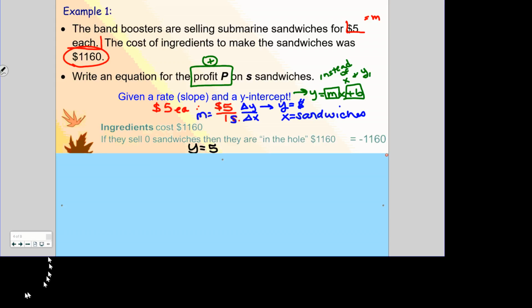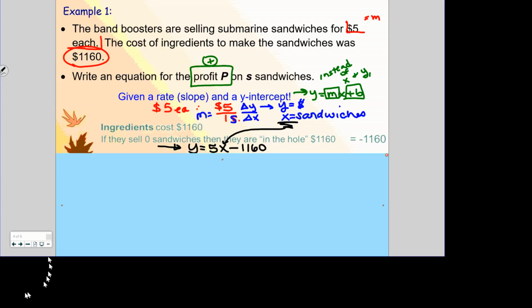And that wasn't supposed to be an S, use y and x first. Oh my goodness. Y equals, I can't talk and write, 5x minus 1,160. And so this would be our slope-intercept form equation. We need the slope to be $5 per sandwich. We also know that x represents sandwiches, and then the negative 1,160 starting amount.